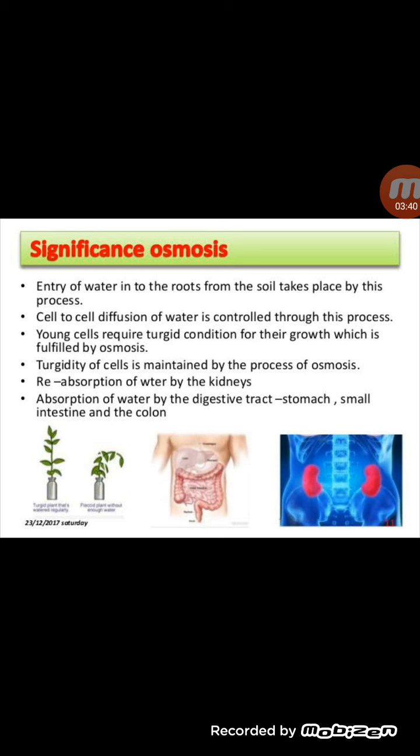Then we have last, the significance of osmosis. So it allows the entry of water into the roots. It allows cell to cell diffusion of water. It allows the plants to remain in the turgid condition. It maintains the turgidity of the cells in our body and helps in reabsorption of water by the kidneys. It also helps in absorption of water by the digestive tract, small intestine and colon. So all these important things are performed with the help of osmosis.